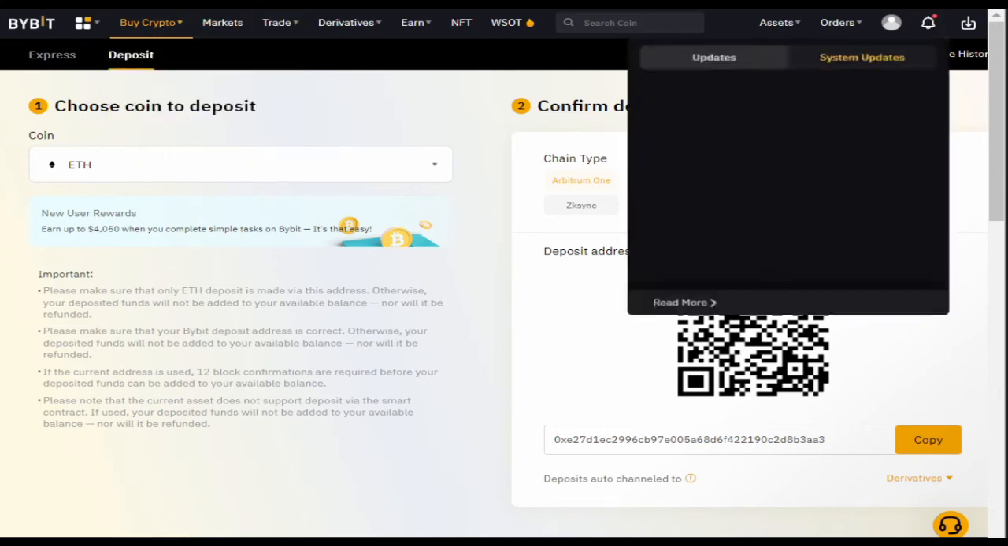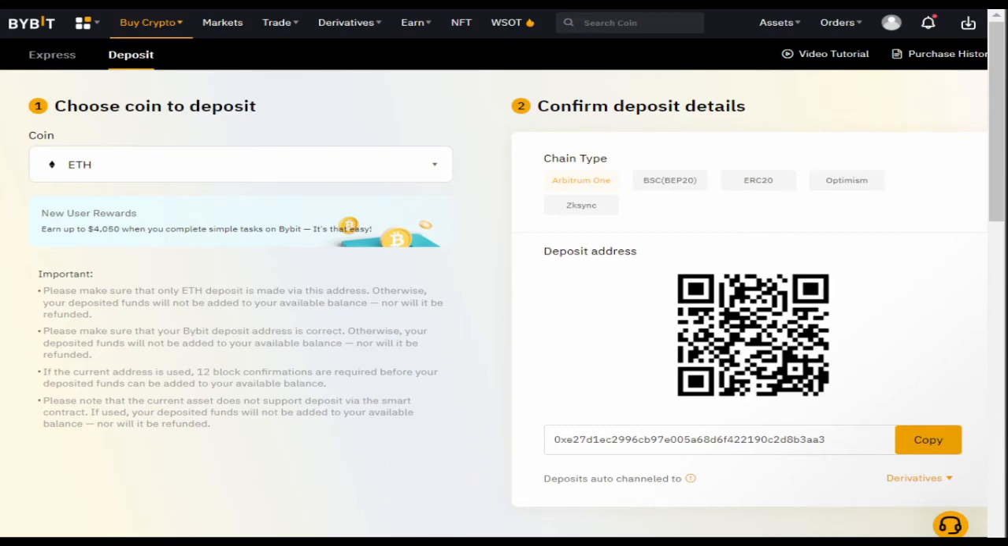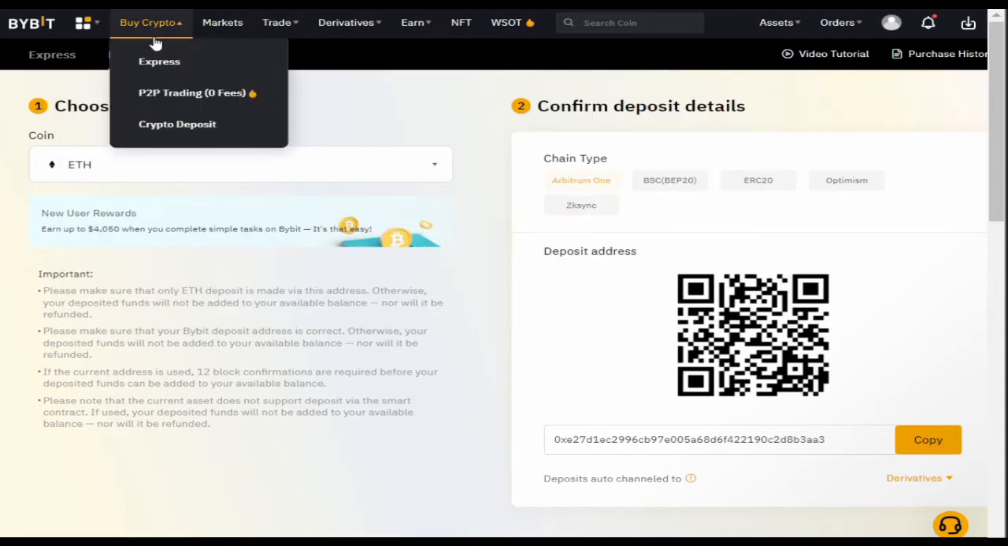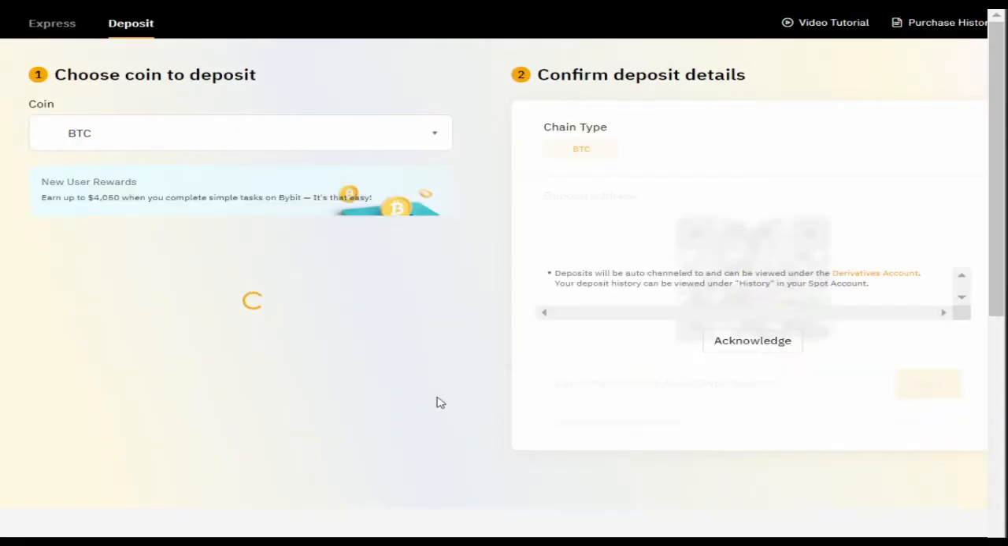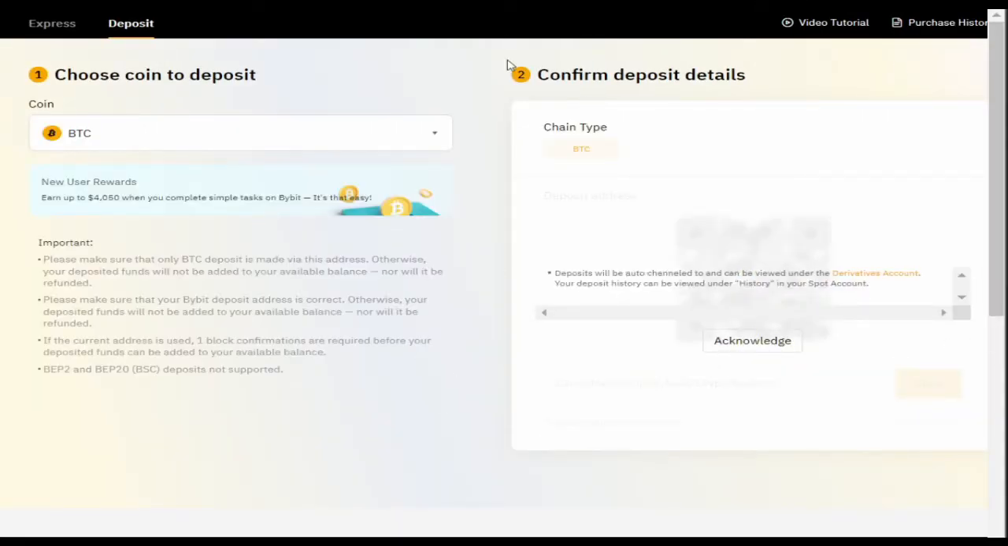So again, you sign up, make sure you have your VPN turned on. Once your VPN is turned on, you come to the Bybit website, create your account, go to buy crypto, but really you're going to click on crypto deposit here, click on the type you want to deposit, and then go ahead and send that over.